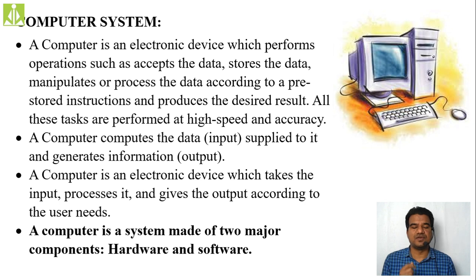So the first definition, if you see here, I have taken 4 different definitions into consideration. The first definition: a computer is an electronic device. The reason for that is that it is made up of so many electronic components. If you open the computer and see the internal components, you will find only electronic components in it. That is the reason we call a computer an electronic device which performs operations.